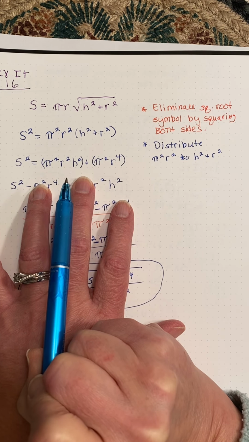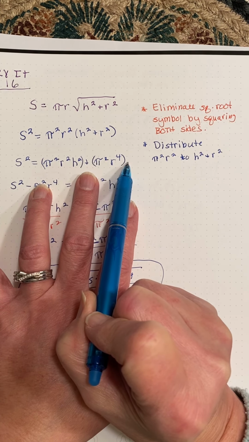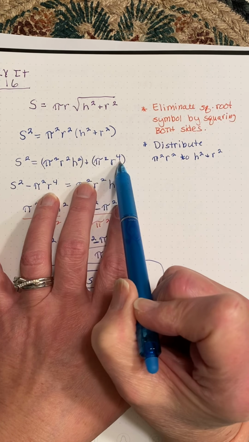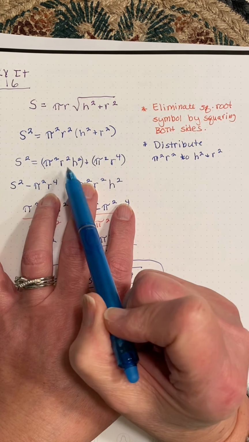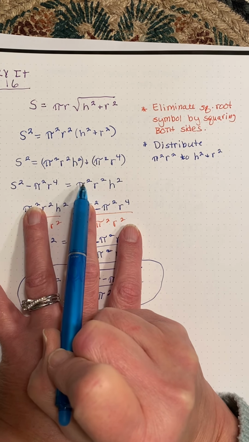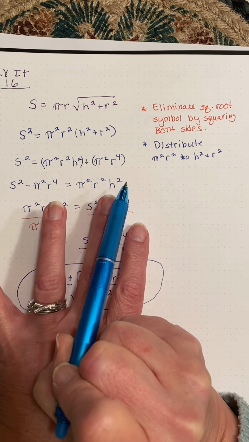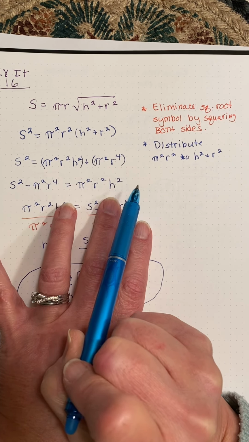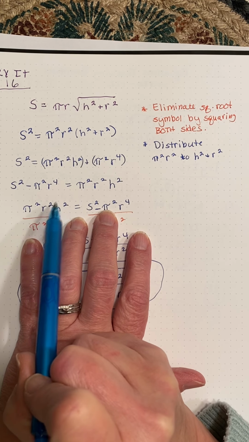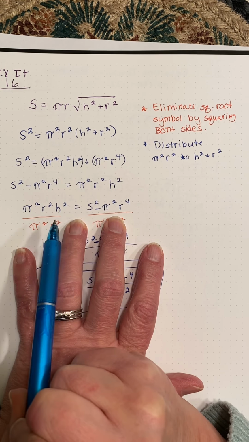Remember, I am working towards H. I want to isolate H by itself. So it's to my advantage to get rid of this. So this is plus this unit, so I'm going to subtract that unit from each side to get that over there. So I have S squared minus pi squared R squared equals what's left, which is pi squared R squared H squared. Again, since I'm isolating for H, I'm going to flip these two things around. So I have pi squared R squared H squared equals S squared minus pi squared R to the fourth.